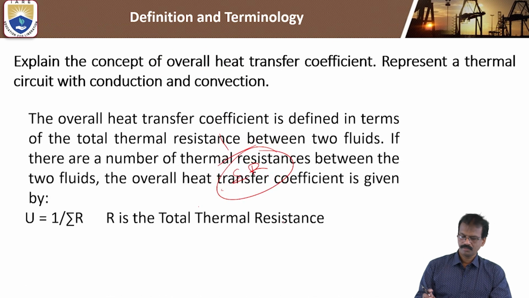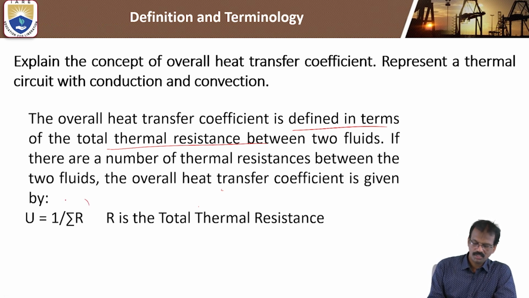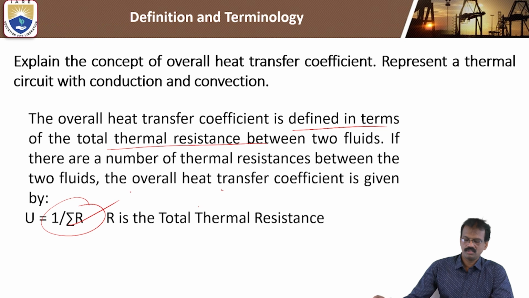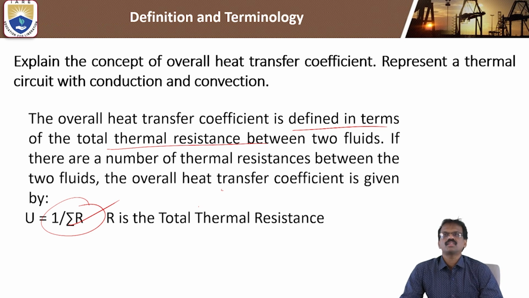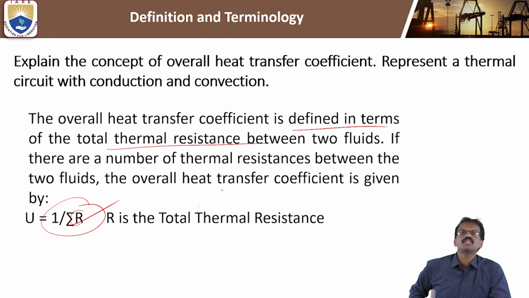Here you can see the overall heat transfer coefficient is defined in terms of the total thermal resistance between two fluids. So U is equal to 1 by sigma R. If you know the thermal resistance, then 1 by sigma R is nothing but the overall heat transfer coefficient. How to find the total thermal resistance was already explained in the previous slide. You can refer to that. This is the formula to find the overall heat transfer coefficient.